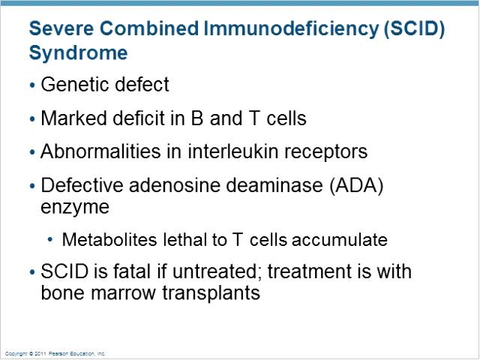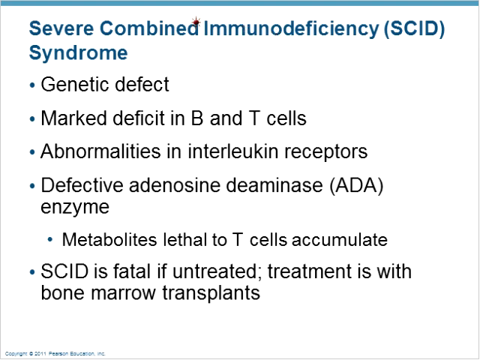These are really caused by a genetic defect. Something happened in the fetus where the normal scheme of things did not allow the fetus to develop its immune system. There's a marked deficit in B and/or T cells. Abnormalities include abnormalities in the interleukin receptors and a defective adenosine deaminase enzyme, that would be ADA. Metabolites which are lethal to the T cells accumulate, so T cells start to be eliminated. SCID is fatal if untreated, and its treatment is with bone marrow transplant.